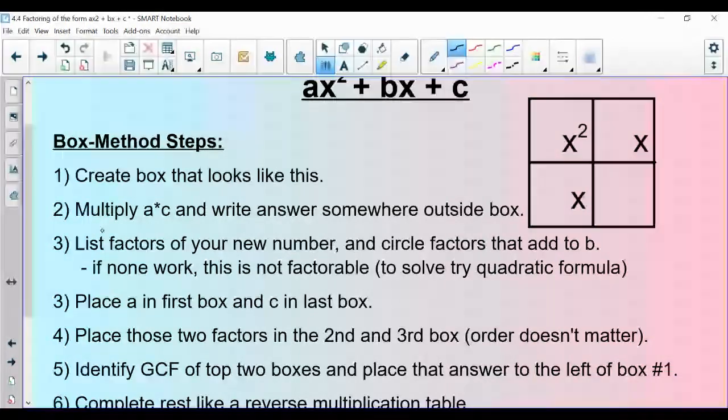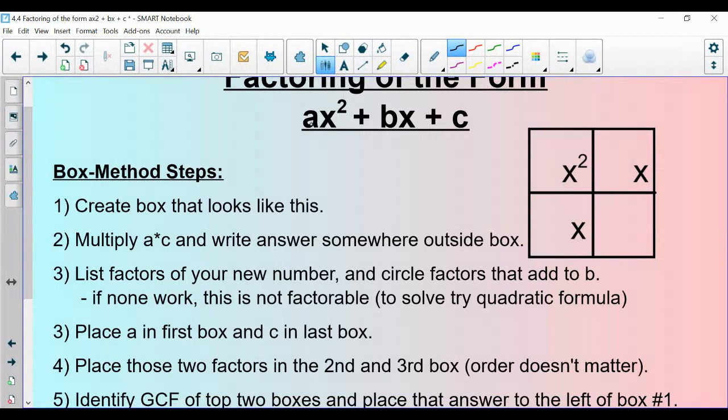Step 2 says to multiply the a and the c. Remember, the thing in front of the x squared is the a, the thing in front of the x is the b, and the thing without an x is c. So you're going to multiply the a and c, and I always write it right here.